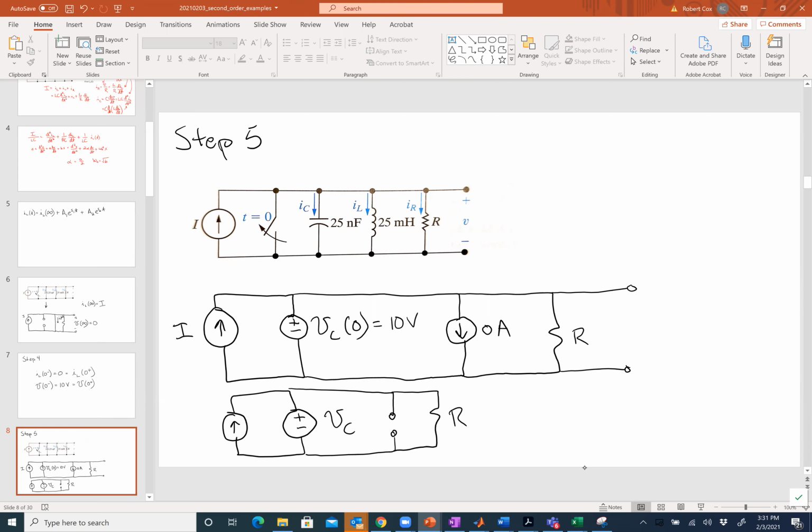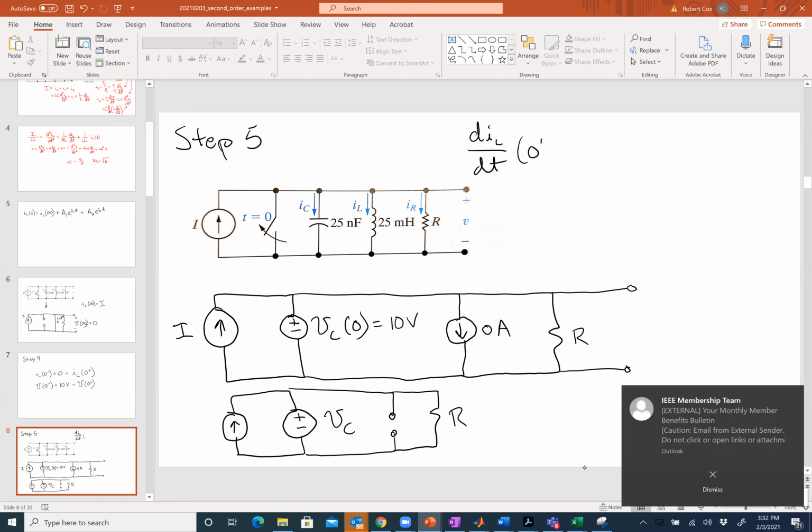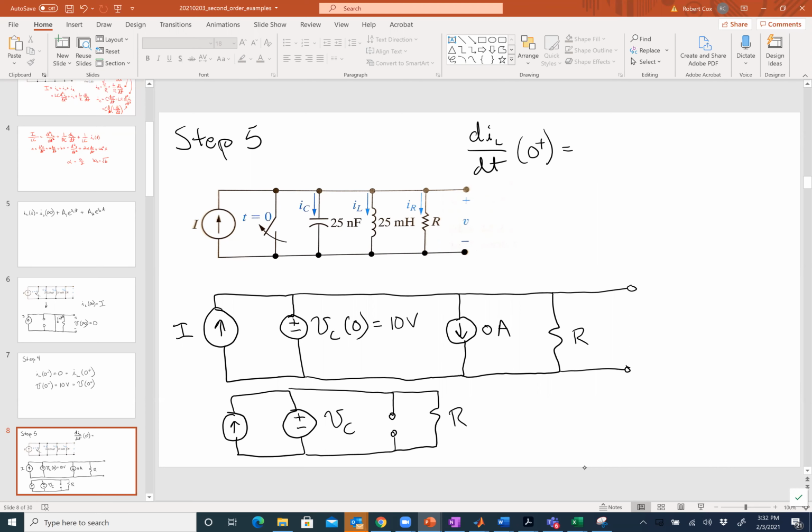So at this point, the 0 amp source is basically there's no current flowing through there. What I'm doing in this step is because ultimately, if I'm solving for the inductor current, I need to know what dIL/dt is equal to. I need to know what that value is. So that tells me I need to know VL of 0+ divided by L. First of all, that statement that I just wrote should make sense, right? Any questions about that?